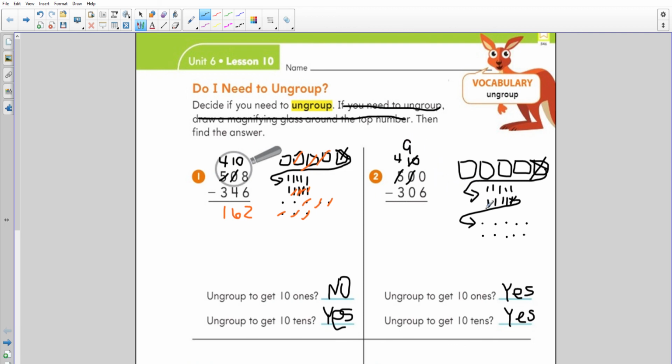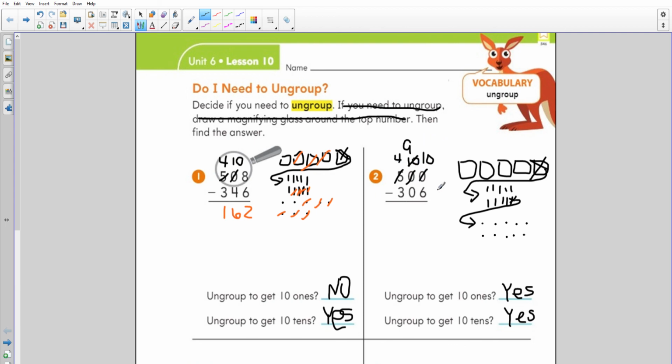Now I have 9 tens. I had no ones. Now I have 10 ones. I'm going to show my corresponding change for my ungrouping. So here it is. I needed to get 10 ones. I needed to get 10 tens, which later became 9, so I could get my 10 ones. And of course, there's an ungroup in the 100.